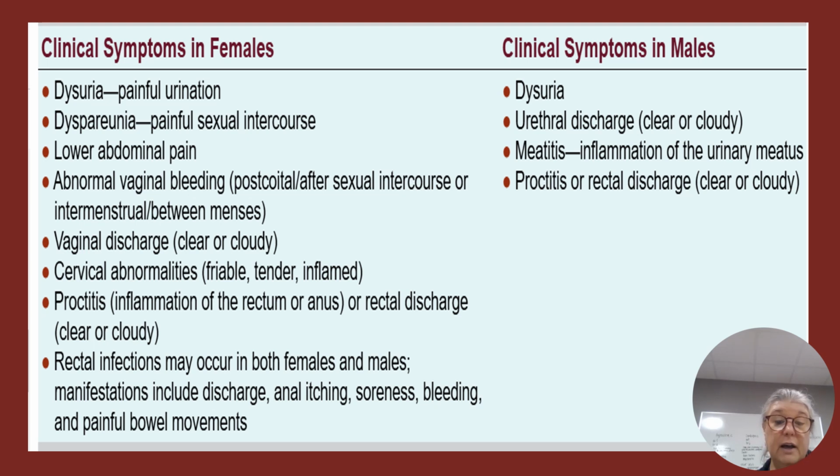Slide 45 has clinical signs and symptoms in females versus males. Look at the big old long list for females versus males. Notice with chlamydia, you can have rectal infection that may occur in females and males. Okay, you're going to have discharge, anal itching, soreness, bleeding, and painful bowel movements. All right, so not good.